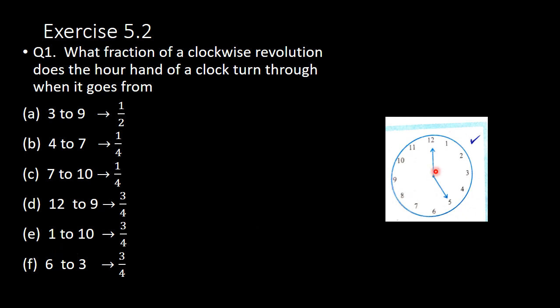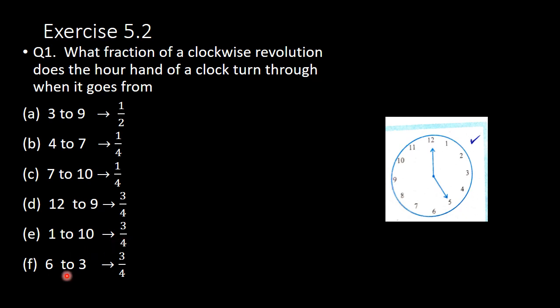1 to 10. 1 to 10 coming time, how many numbers is it crossing? From 1 to 10, it crosses 9 numbers: 1, 2, 3, 4, 5, 6, 7, 8, 9. Okay, when it crosses 9 numbers, we say 3/4 of a revolution. 1 to 10, that is, we already said 3/4 of a revolution.